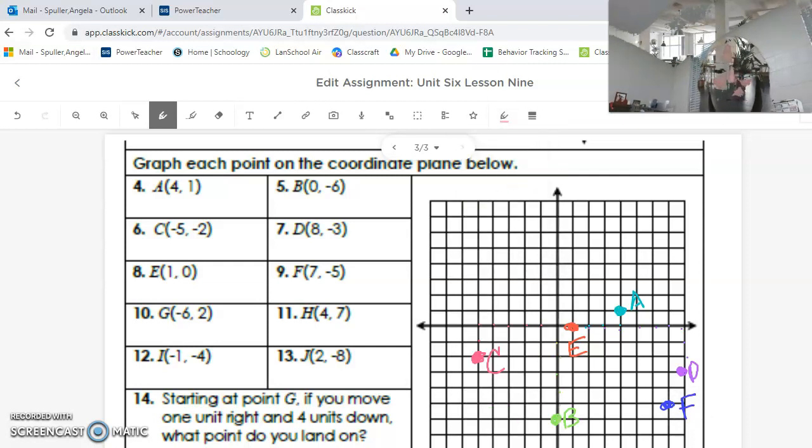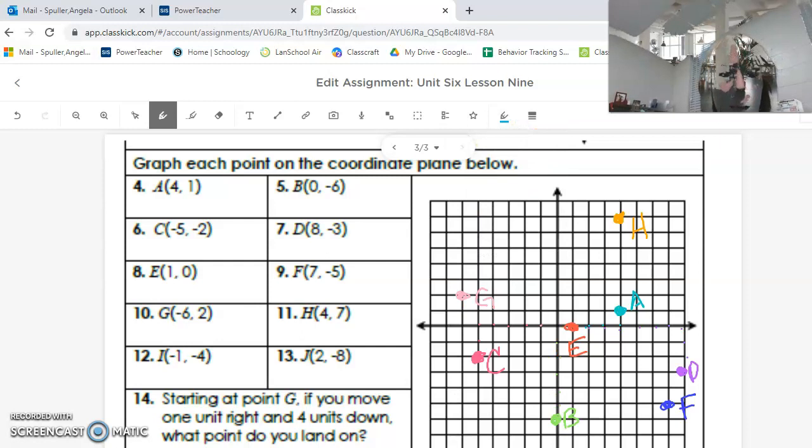Okay, for G, you should have gone to the left 6. So 1, 2, 3, 4, 5, 6, and up 2. So right here would be G. Okay. For H, I would have gone over 4, 1, 2, 3, 4, and up 7. 1, 2, 3, 4, 5, 6, 7. And that's H. Let's get these last two.